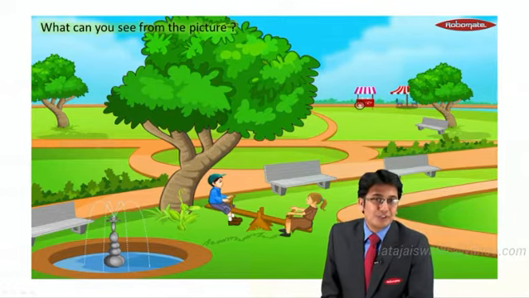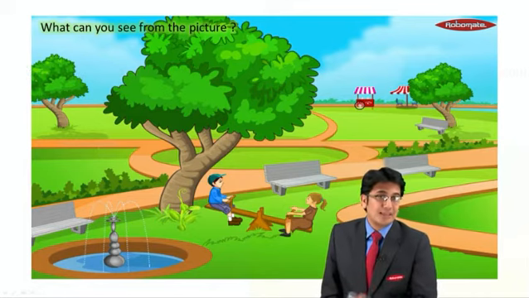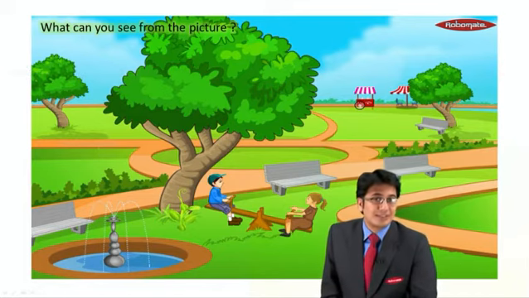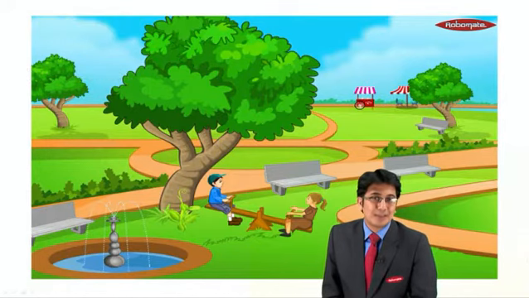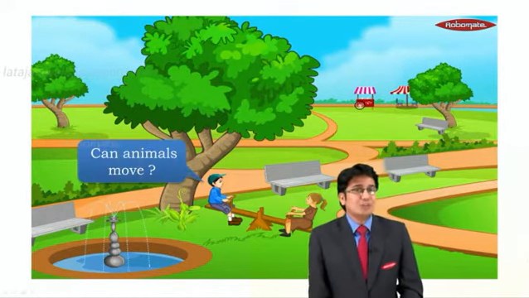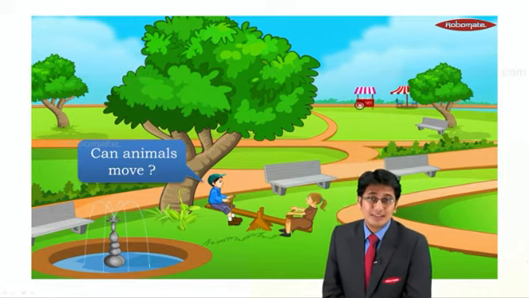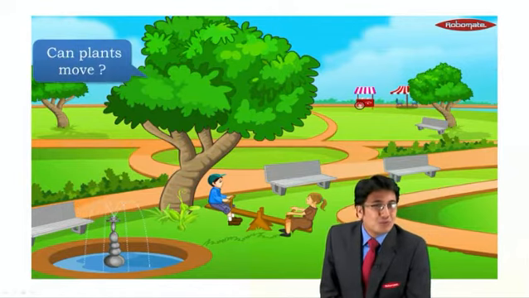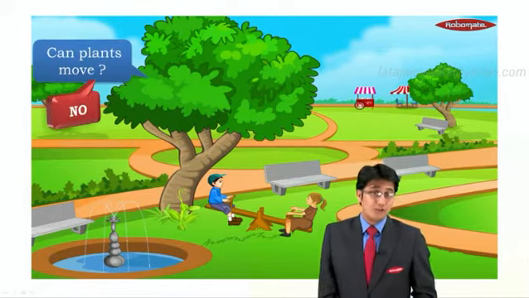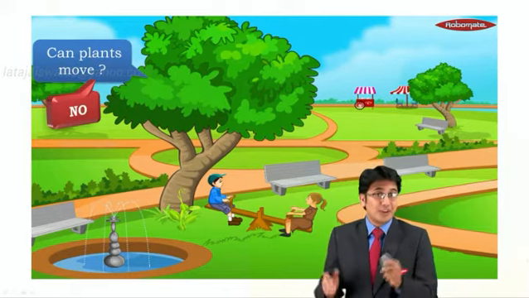What can you see from this picture? You can see some children, they are playing. You can see some trees. Now let's answer these questions. Can animals move? Yes, definitely, they are moving. But can plants move? No. At least in this picture, it is not moving.